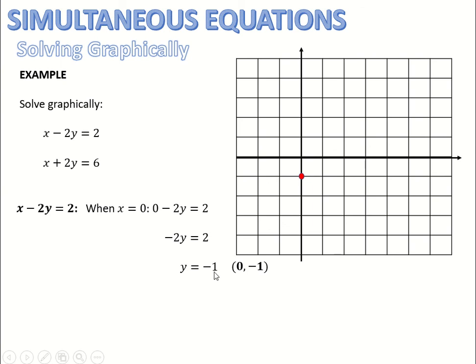Okay, and then I'm going to do the same thing. I'm going to find where it crosses the x-axis. So when y equals 0, this is where it crosses the x-axis. When y equals 0, x minus 2 times 0 equals 2. I'm plugging it into this first equation again, changing my y for 0, so it's x minus 2 times 0 is equal to 2. 2 times 0 is just 0, so it's x minus 0 is equal to 2, in which case x is just 2. So this gives me another point. When x is 2, y is 0, so it gives me the point 2, 0.